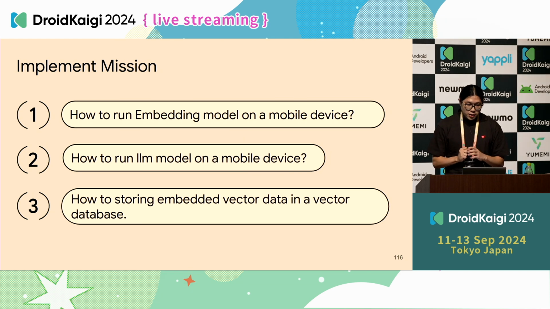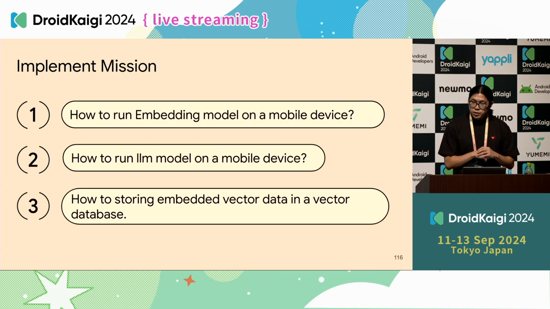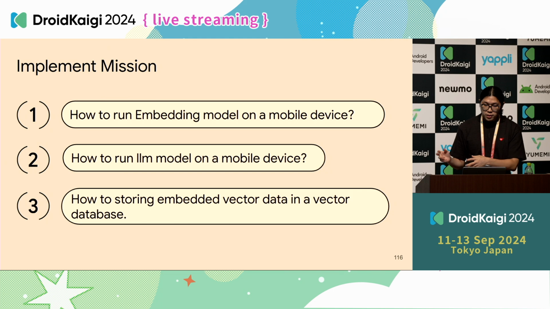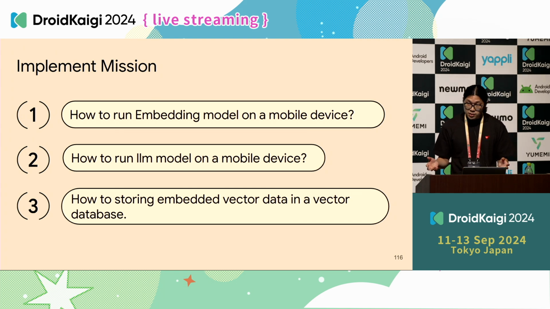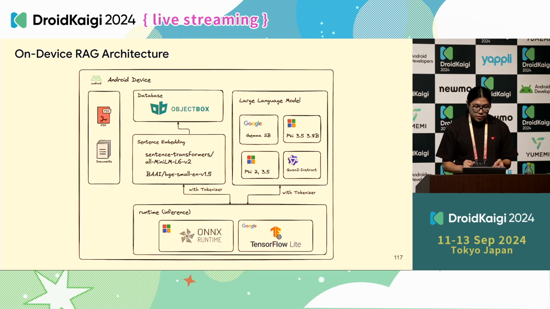There are a few missions that need to be solved for the migration. First, how can I execute the embedding model on a smartphone? How should I run the LLM models, and how should I store embedded vectors? And how can I retrieve them through similarity search? It's a lot of things. This diagram shows the architecture resulting from my consideration. I will explain each block.